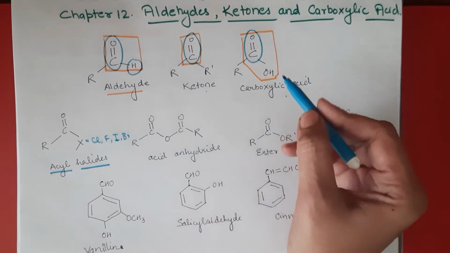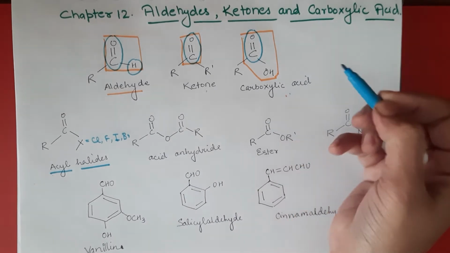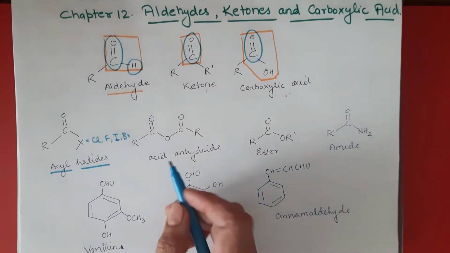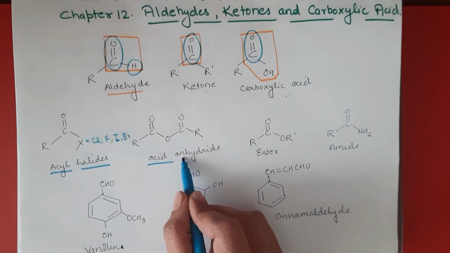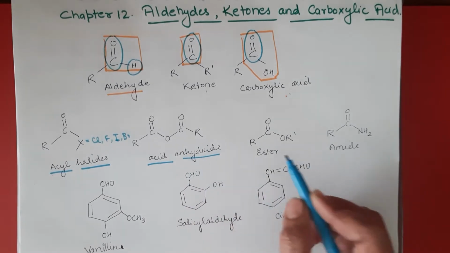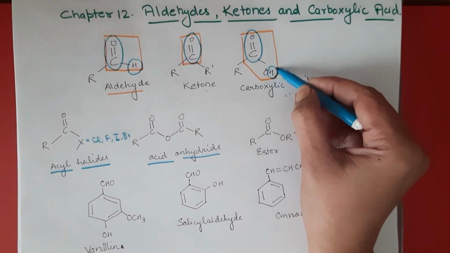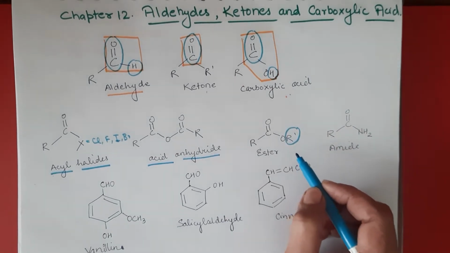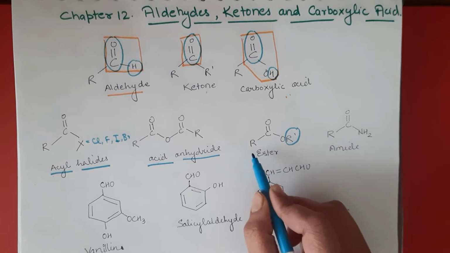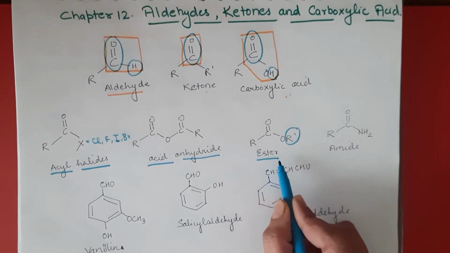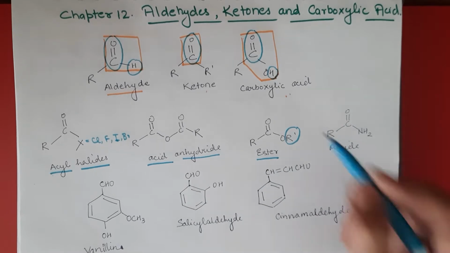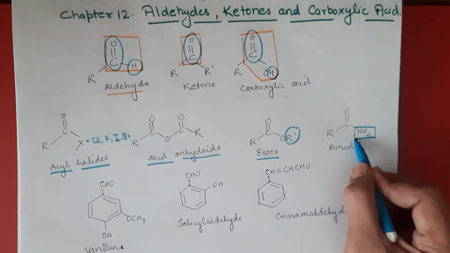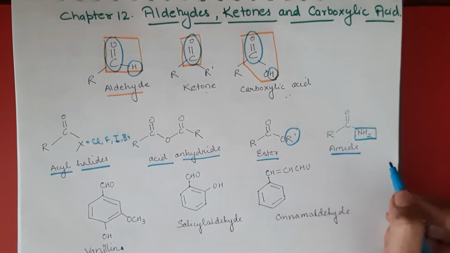Two molecules of carboxylic acids join each other and form what? Acid anhydride. Okay. If we replace this H by R dash, it can be R, it can be R dash. R dash means different from this group. It becomes ester. And if we replace OH from here and an NH2 group is attached, it becomes amide. Okay.